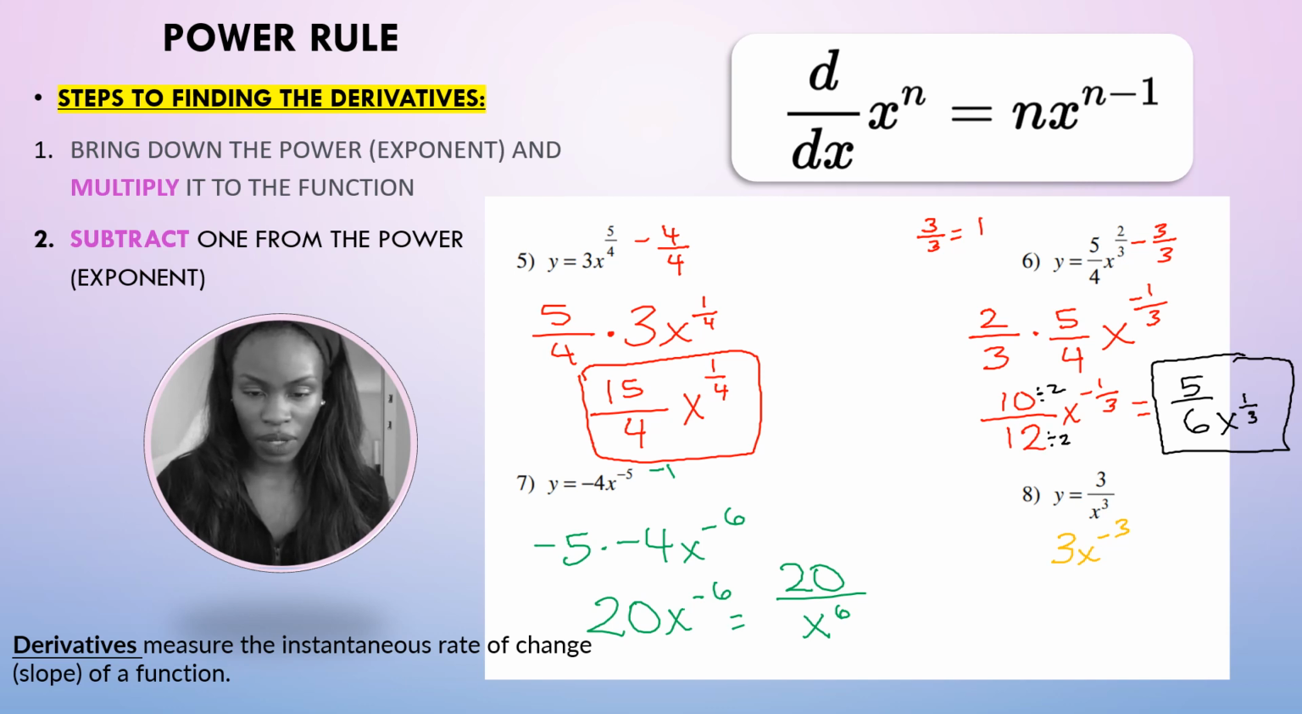Let me use another color. So it's going to look like this. Okay, and then I'm going to subtract 1 from negative 3, which is negative 4. So negative 3 times 3 is negative 9. And then you have x to the negative 4. So these are the answers.